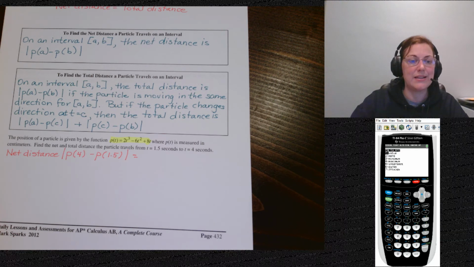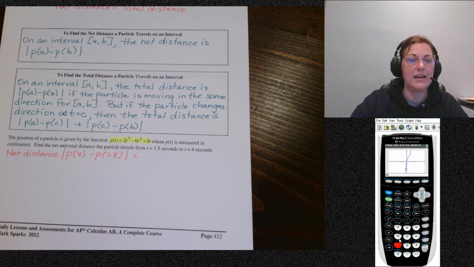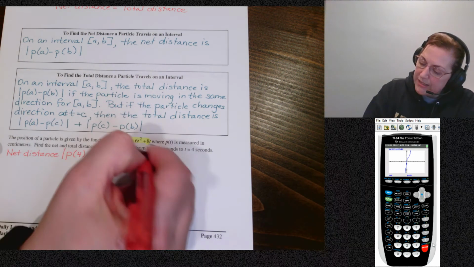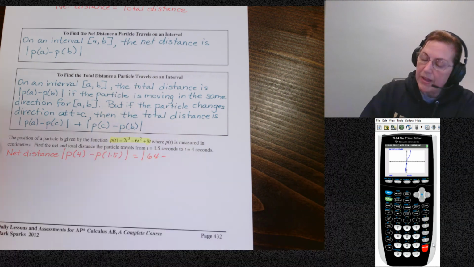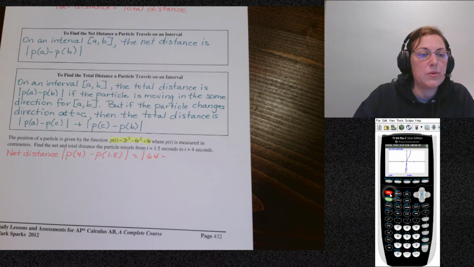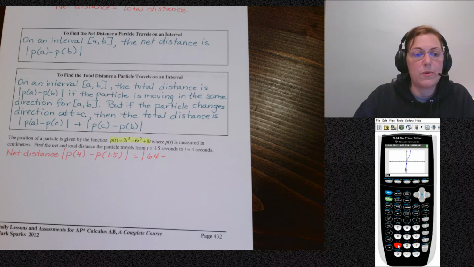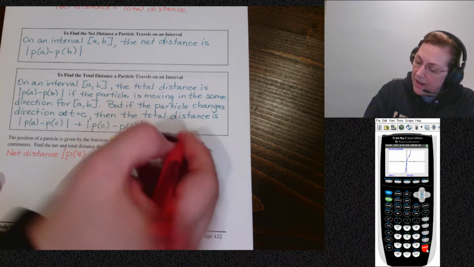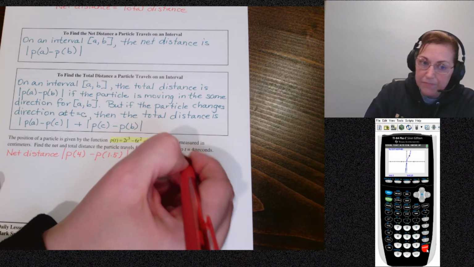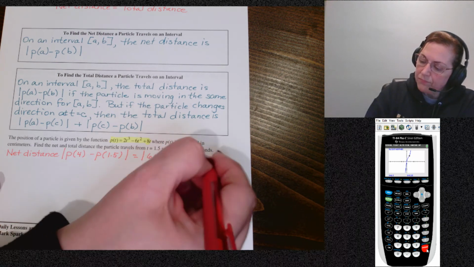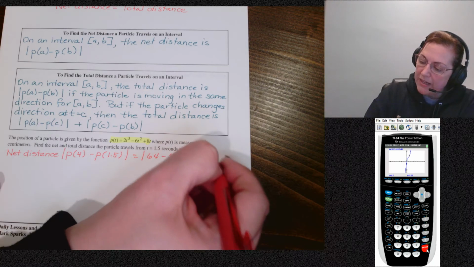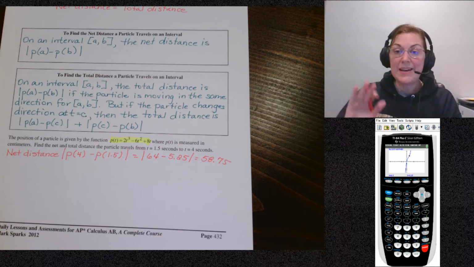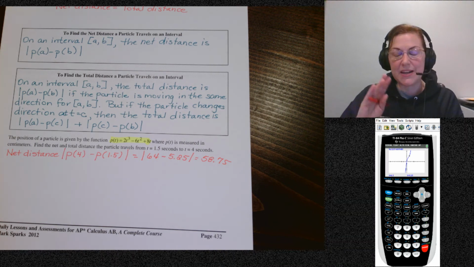Second trace, value number 1, and we want to put in 4. Notice that my position is 64. And let's do the other position. Second trace, value number 1, put in 1.5. And that's at 5.25. So I get 58.75. That is my net distance.